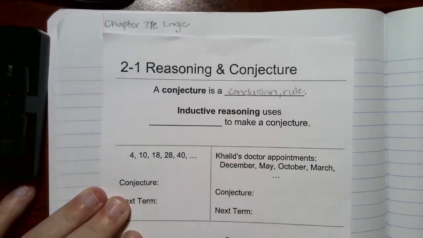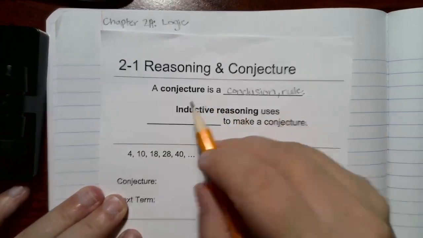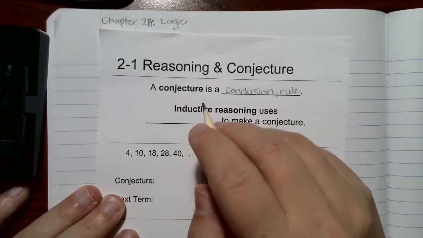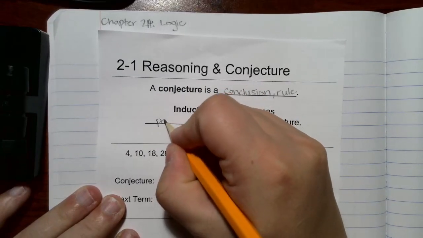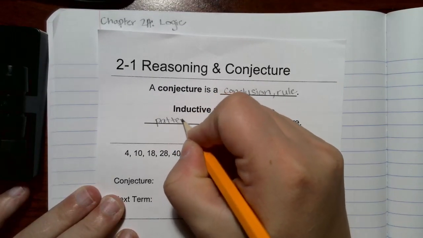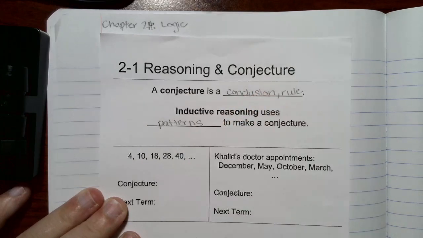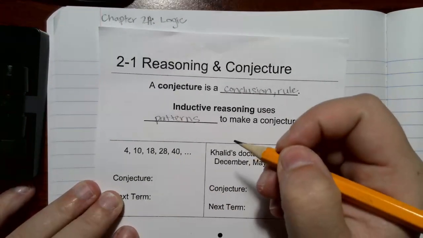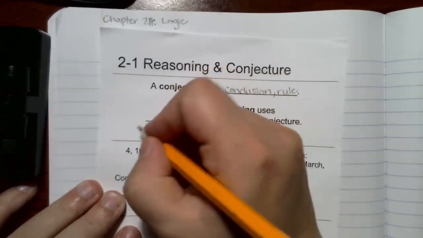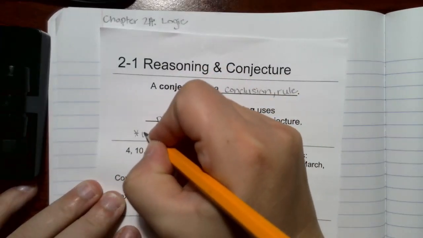Next up, we have this word inductive reasoning. And inductive reasoning uses patterns to make a conjecture. So today's going to be about noticing those patterns. And the big thing here is when we notice those patterns, we need to be using what we're given.